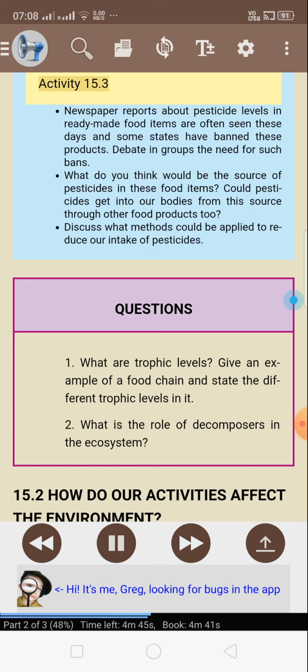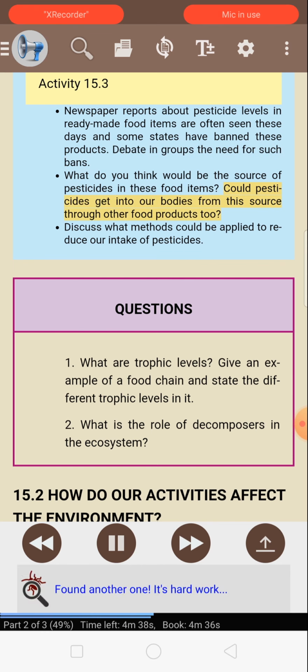Activity 15.3. Newspaper reports about pesticide levels in ready-made food items are often seen these days, and some states have banned these products. Debate in groups the need for such bans. What do you think would be the source of pesticides in these food items? Could pesticides get into our bodies from this source through other food products too? Discuss what methods could be applied to reduce our intake of pesticides.